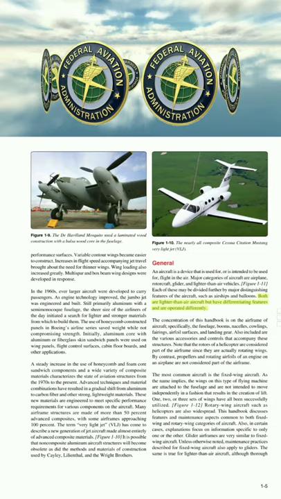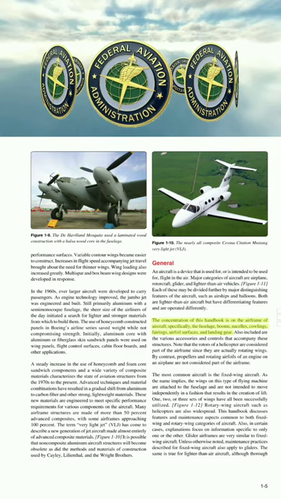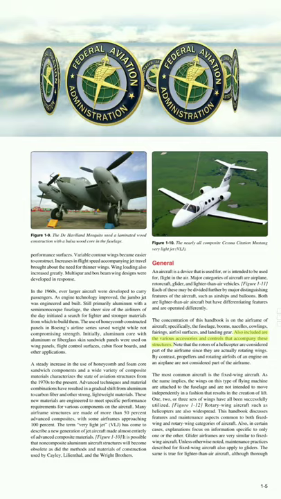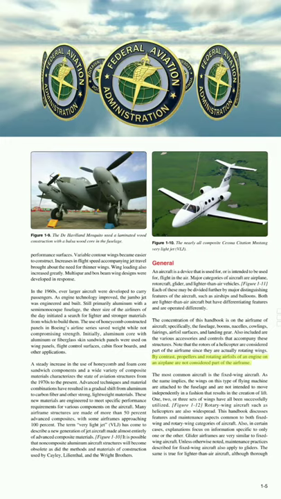The concentration of this handbook is on the airframe of aircraft, specifically, the fuselage, booms, nacelles, cowlings, fairings, airfoil surfaces, and landing gear. Also included are the various accessories and controls that accompany these structures. Note that the rotors of a helicopter are considered part of the airframe, since they are actually rotating wings. By contrast, propellers and rotating airfoils of an engine on an airplane are not considered part of the airframe.